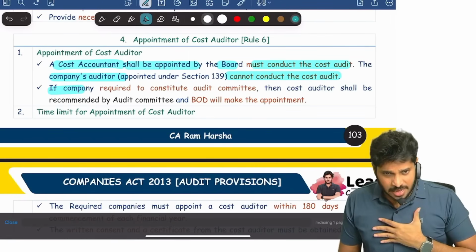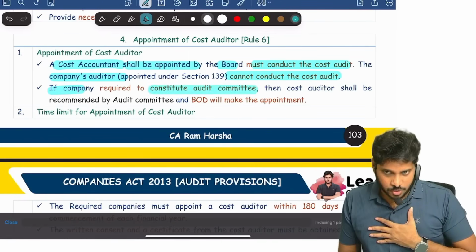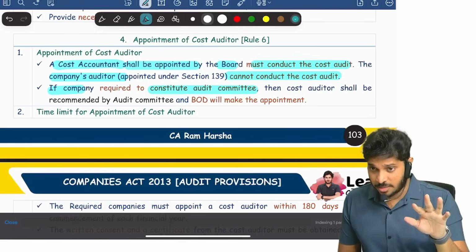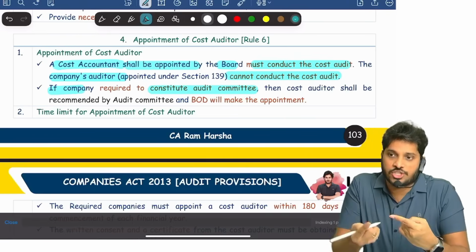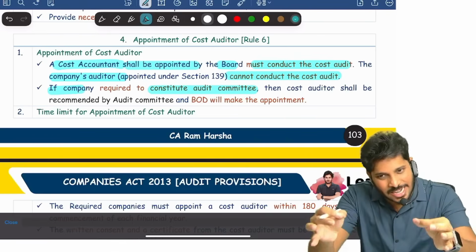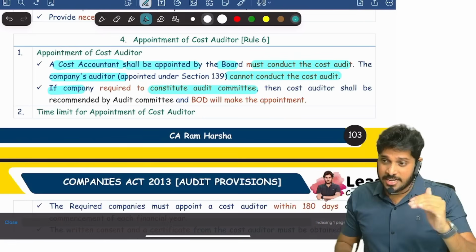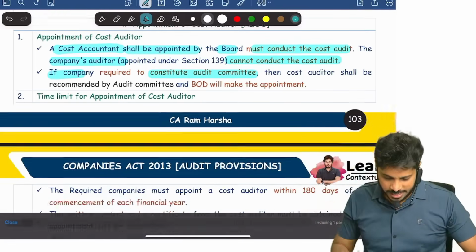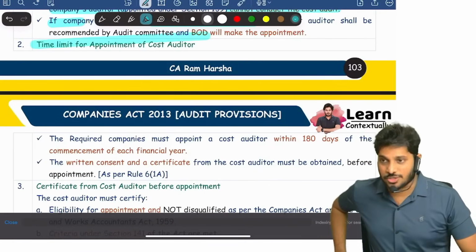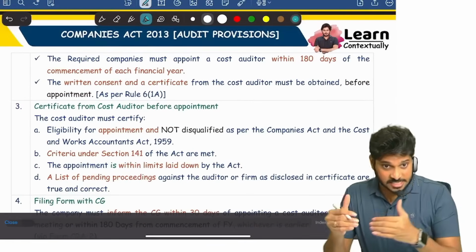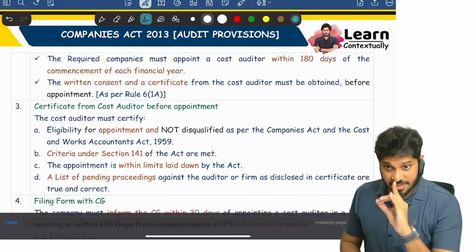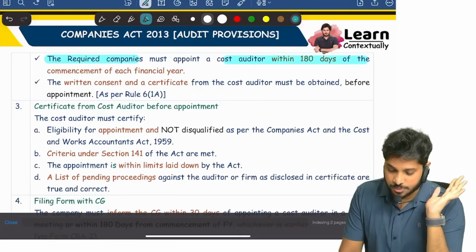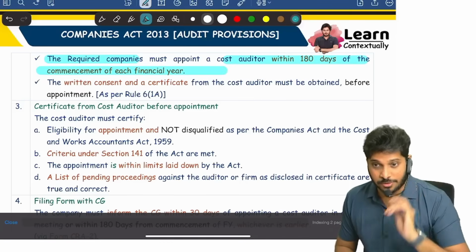Further, there are some companies where an audit committee is mandatory. If a company is liable for constituting an audit committee, then the audit committee will recommend the cost auditor to the board of directors. The board of directors ultimately will appoint. The audit committee will just recommend who is better and how much remuneration we should pay. Next, what is the time limit for appointment of cost auditor? Cost auditor shall be appointed for every financial year within 180 days from the commencement of the financial year.